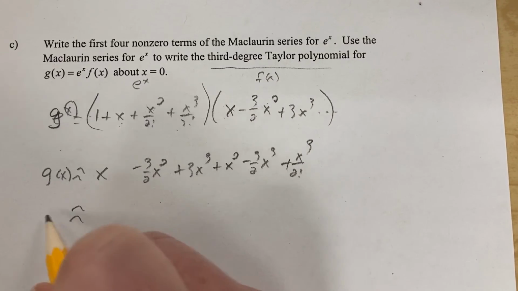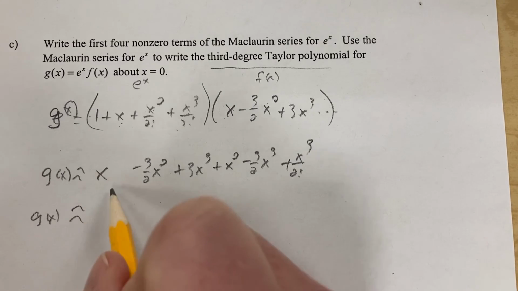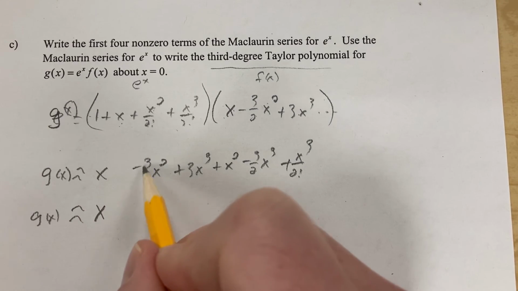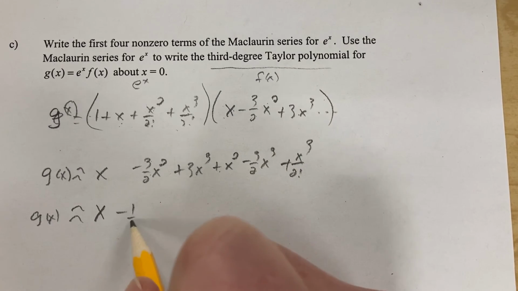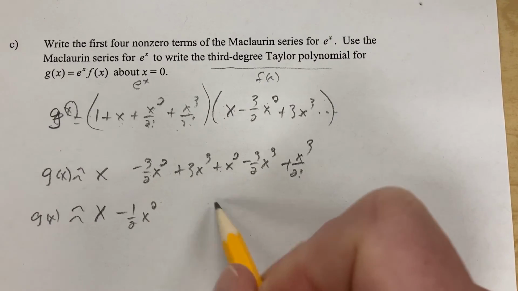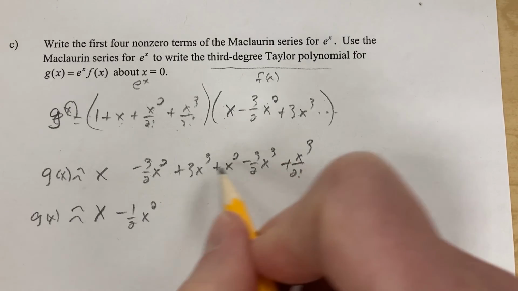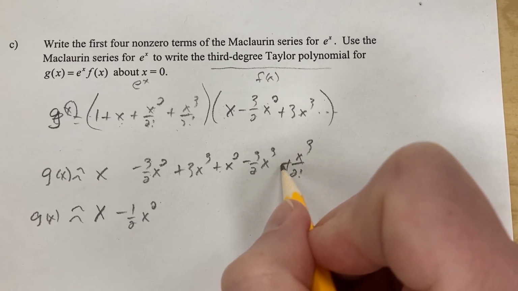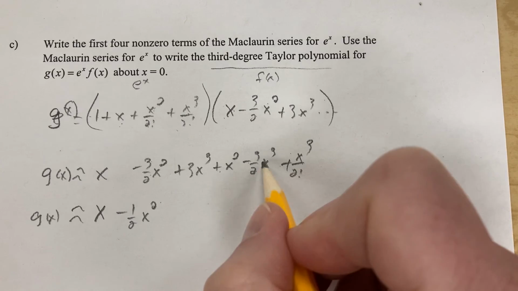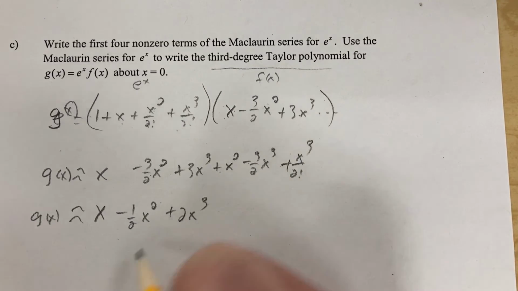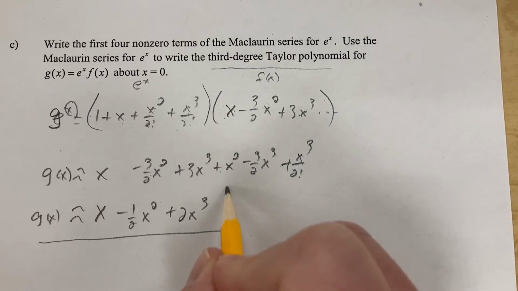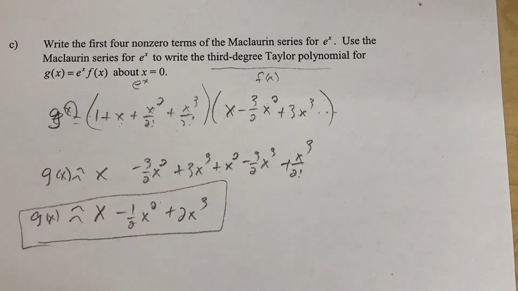So g of x is going to be approximately x. Negative 3/2 plus 1 is a negative 1/2 x squared. And then 3 minus 3/2 plus 1/2 would be 3 minus 1, which is 2x to the third. There's our third degree polynomial for g of x.